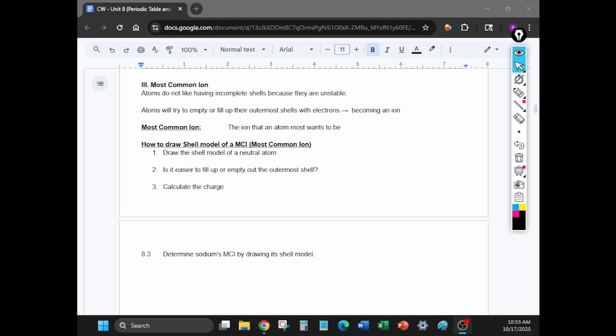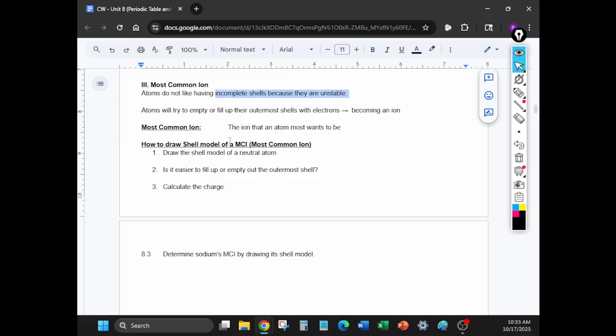So the reason why elements form most common ions is pretty much because having incomplete shells makes them unstable, right? It's just like you want to be complete or you are an unstable person, right? And so they like to fill up their shells either by losing their valence electrons or gaining more valence electrons, basically becoming an ion. And that's what we call a most common ion.